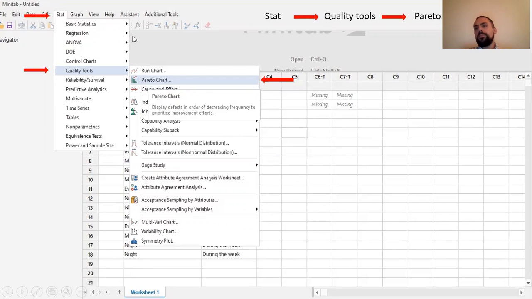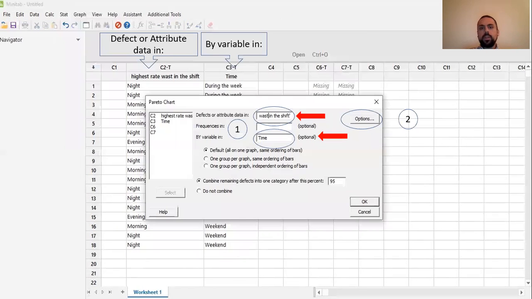So, this is the question. Firstly, I need to click on Stat, Quality Tools, and Pareto Chart. We see the chart, and we need to fill in the information. In the part of the defect or attribute data in, we need to enter the column of highest rate of waste in each shift.